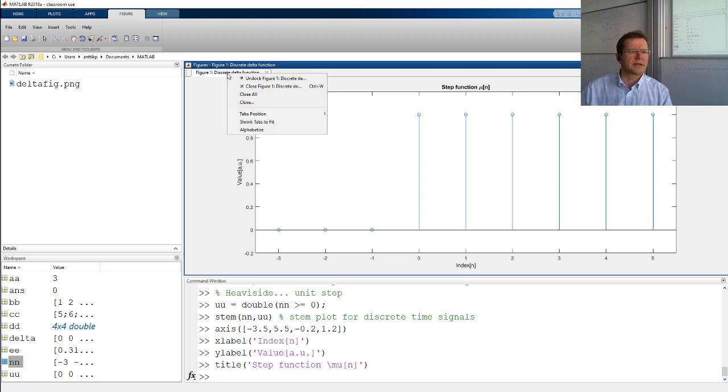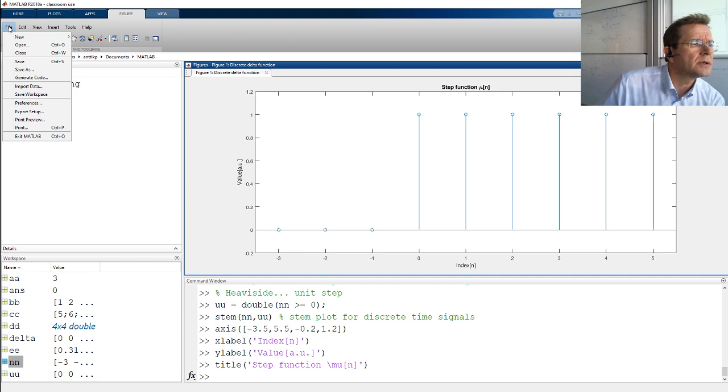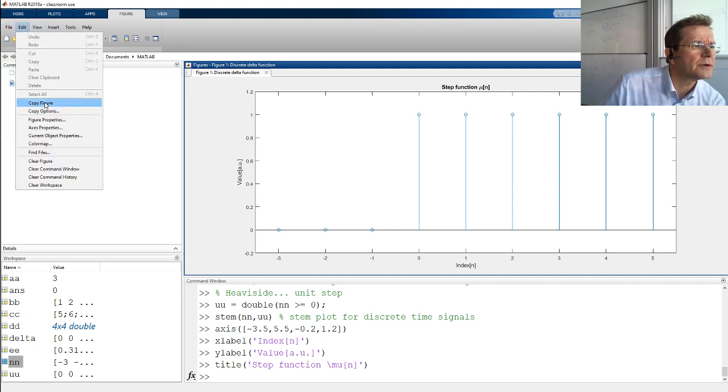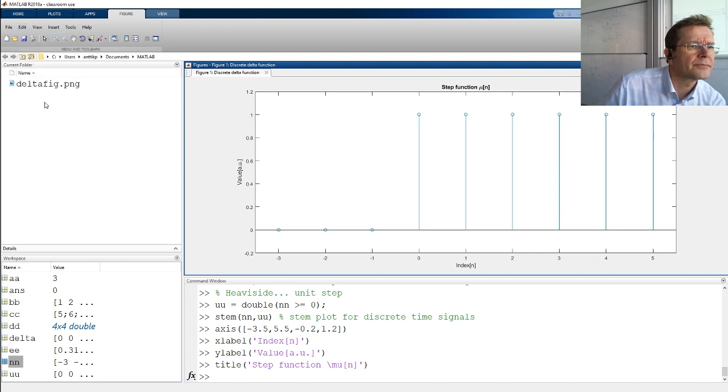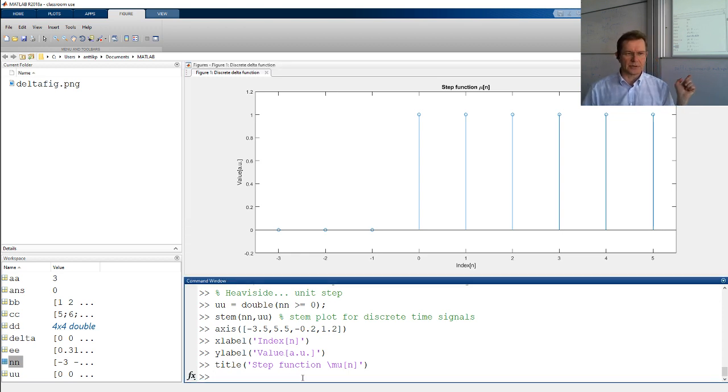Another way of actually taking a copy of that picture would be, let's see, can I actually copy figure? I think it goes as a metafile, and then you can move it into your document. Sometimes it gets messy. All right, but that's how you do it.